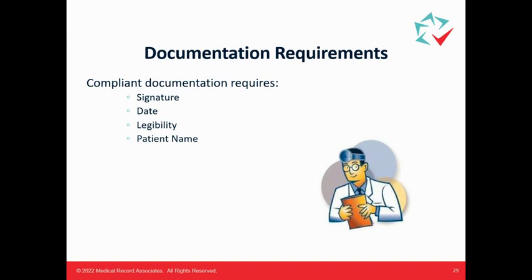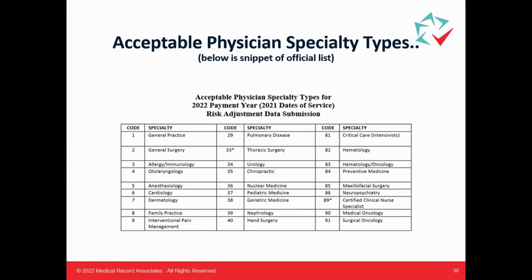So, documentation requirements. For a document to be considered valid and to be used for coding and billing purposes, we want to make sure it includes the following. Must have a signature. If it's an electronic document, super cool, that's great, but it still needs to have an electronic signature. Also, it needs to have the date of the visit. It needs to be legible and with the patient's name. It's surprising how many times we don't see that.